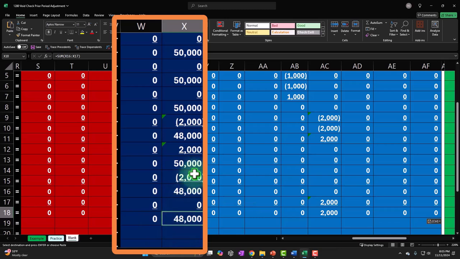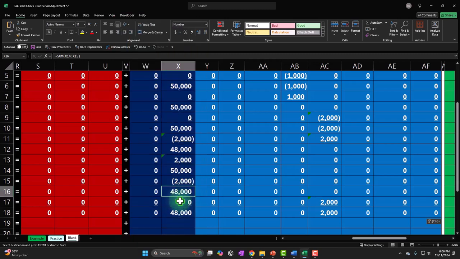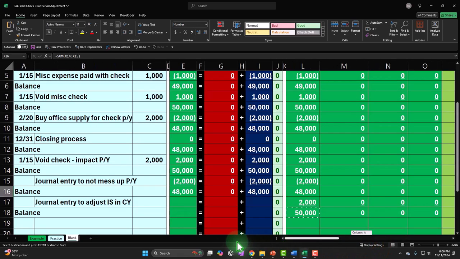You have to figure out, what did the transaction do? Did it impact the income statement last year? If it did, or whenever it was recorded, how can I make the adjustment so it doesn't mess up the retained earnings, which might involve voiding the transaction or reversing the transaction with a journal entry, possibly doing two journal entries to reverse it and then record it in the current period. That would be the general idea.